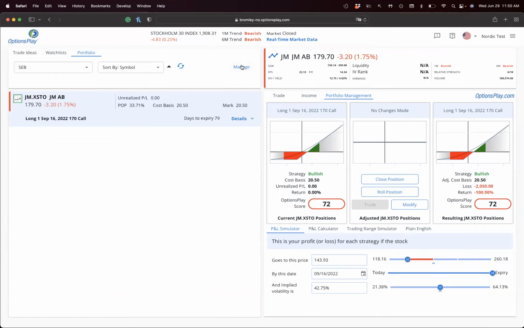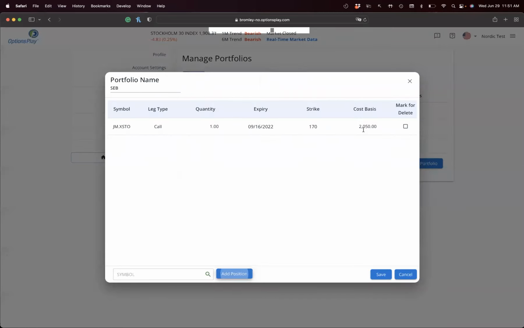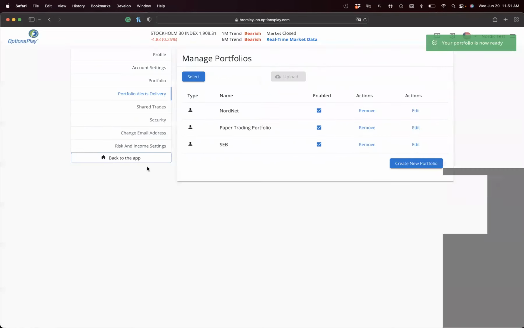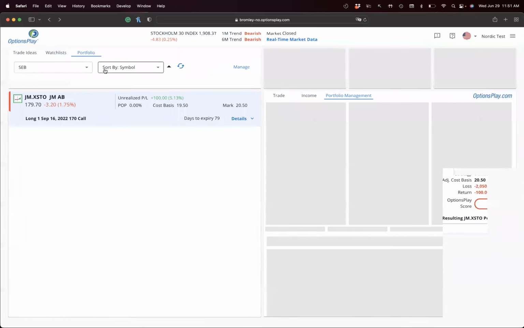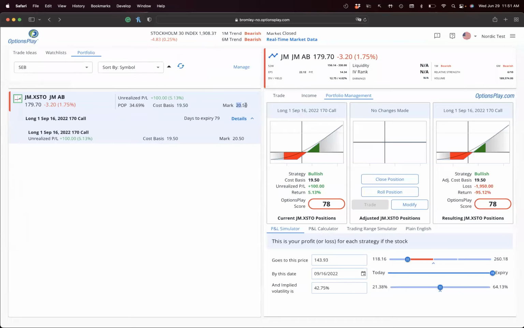expiration. And one last thing I want to show you is that sometimes you might find that you executed a trade at a different price. You can always edit these positions. So let's say you executed this instead of at 2,050 crowns, maybe you executed at 1,050 crowns. You can simply just adjust the cost basis, click on save, and our portfolio tool will adjust the position based on your new executed cost basis. So currently it's trading at 20 and a half crowns, but you executed this trade at 19 and a half crowns. So that's why you're up 100 crowns, or 5% of the underlying stock's value.